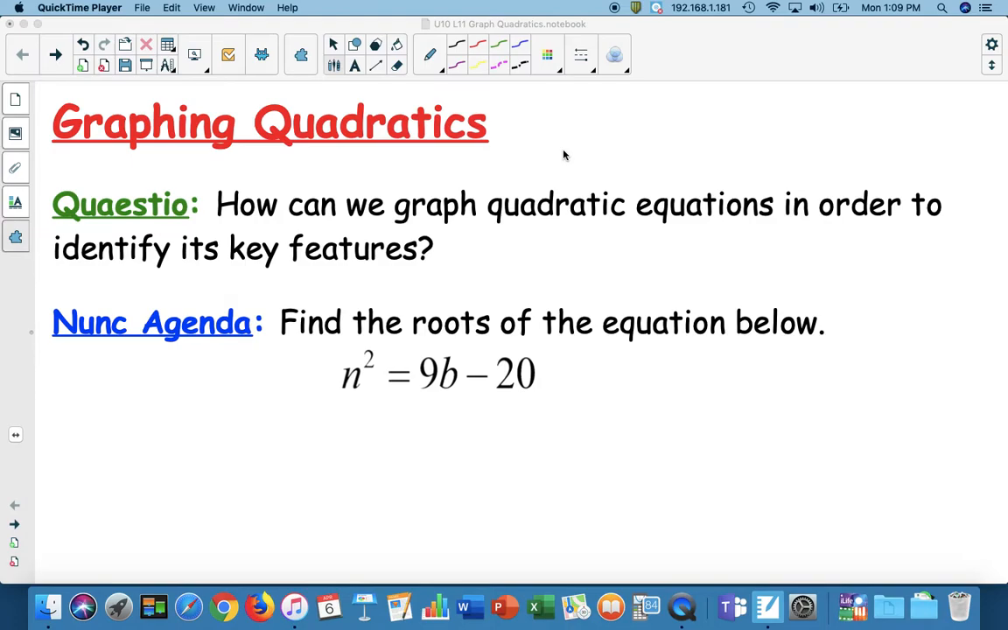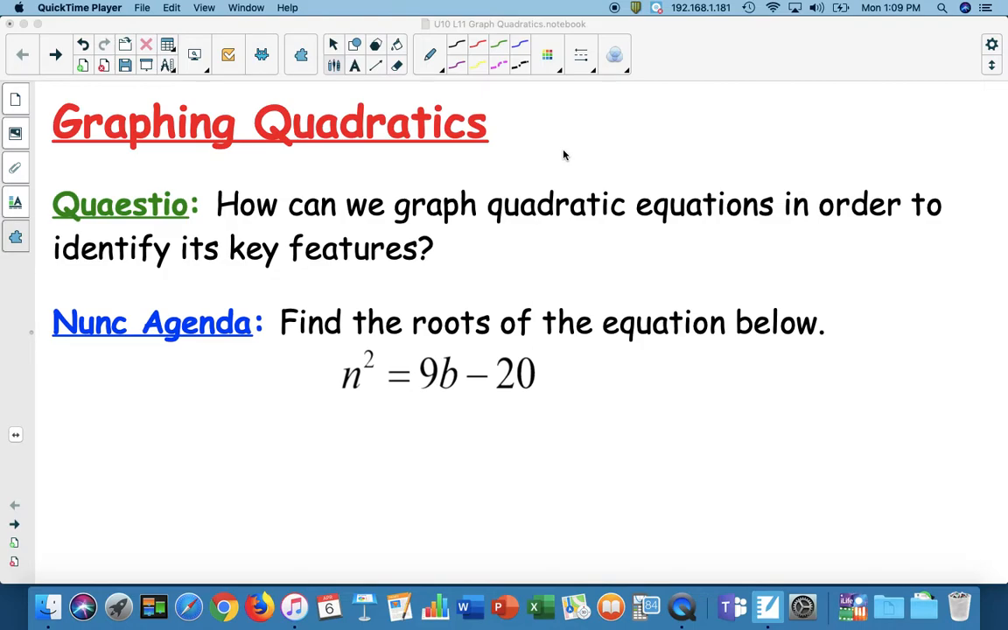It's been a little bit since I've taught you guys a lesson, so I'm back. We're going to continue our quadratics here. Now we're going to start graphing quadratics, all right? So let's get started with our Quadratics Nuke agenda, as we always do.